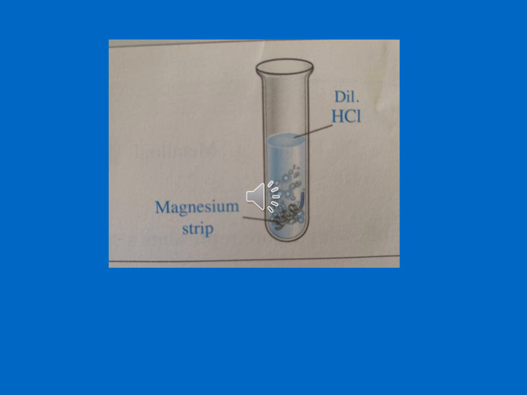Here in this test tube we are adding a magnesium strip, the silver one down in the tube, and we are adding diluted hydrochloric acid. Then we can see the bubbles. Those bubbles are the hydrogen gas, because we said hydrogen gas will evolve and it will give us the salt of the acid, which is magnesium chloride.